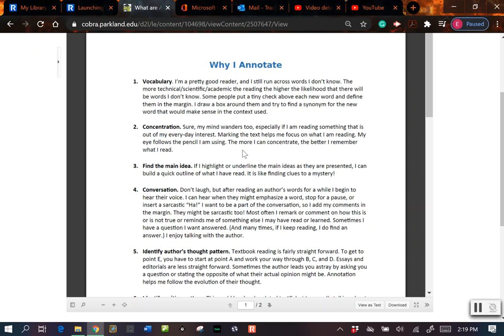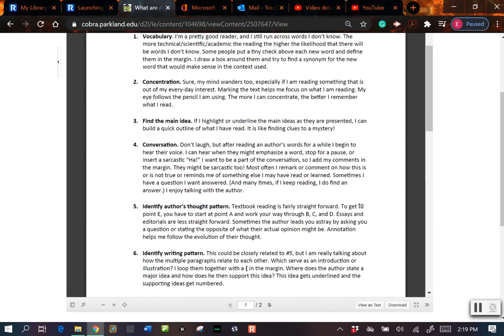Annotation also helps with our concentration. So sometimes our minds wander, but when we have to actually mark our text and mark our work, it helps us to focus a little bit more. And then when we annotate, we highlight or we can underline the main ideas, and so it makes it quicker for us to review the text that we're looking at.